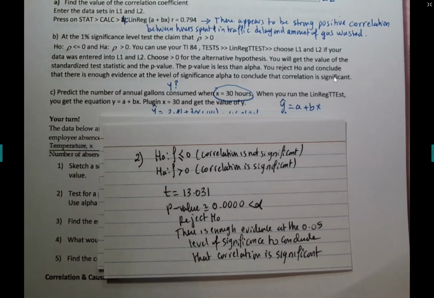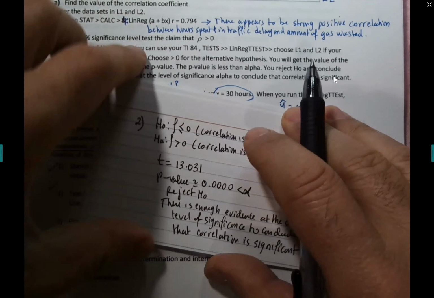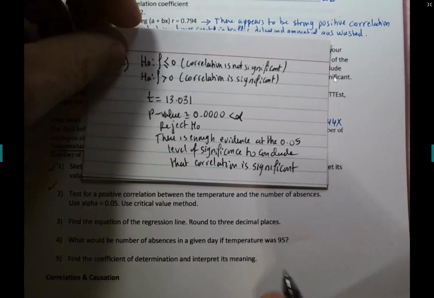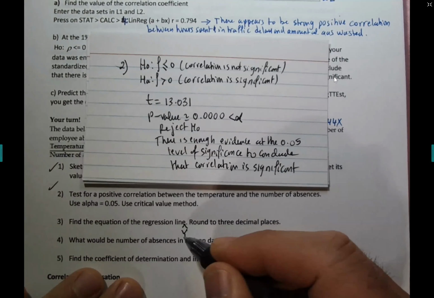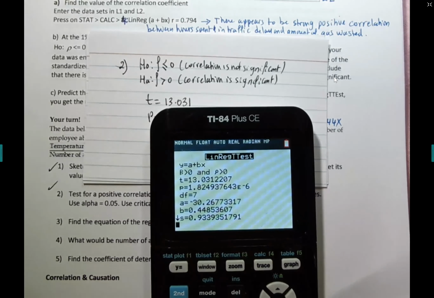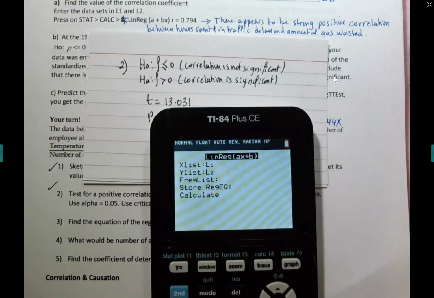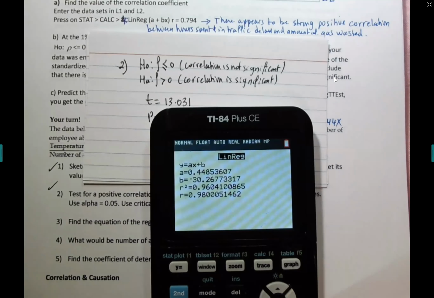So we answered 1 and 2. 3. Find the equation of the regression line. Round to 3 decimal places. But you already did it, guys. Here. We can go back. If you don't want to use this, you can use stat calc number 4. Y equals ax plus b. So 3 decimal places, it said. So that will be 0.449x minus 30.268.